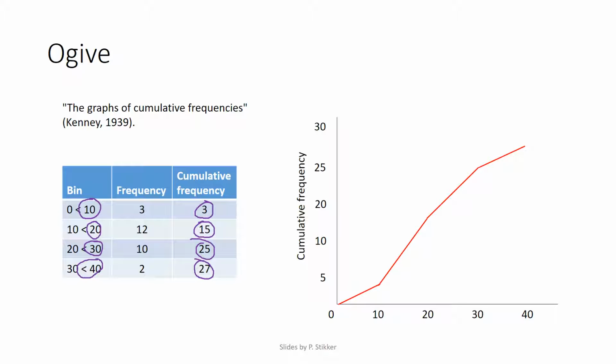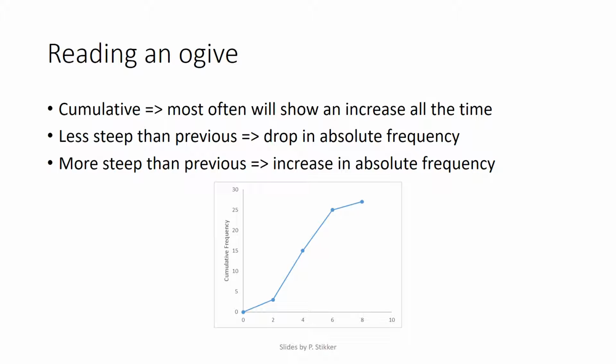And don't forget to label the vertical axis as cumulative frequencies, or if you're using relative frequencies or percentages, cumulative relative frequencies. Note that since an ogive is using cumulative frequencies or cumulative relative frequencies, the line will almost always show an upward trend, even though their absolute values are not all the time increasing. You can spot this a little bit by looking at the steepness of each line segment.